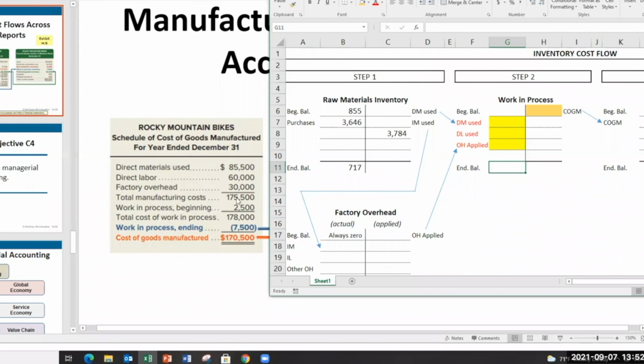So total manufacturing cost plus my beginning work in process. See that? And then we get a little subtotal. Don't worry too much about that. That's the total cost of the work in process. But then we subtract the ending to get cost of goods manufactured.